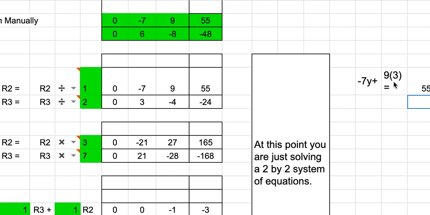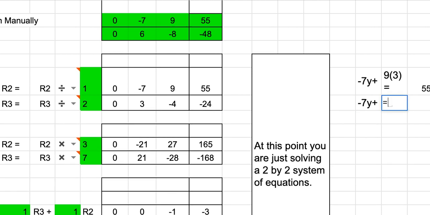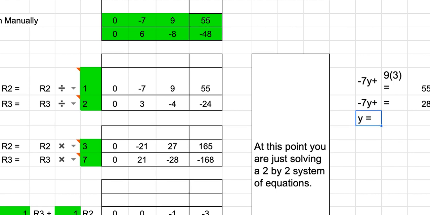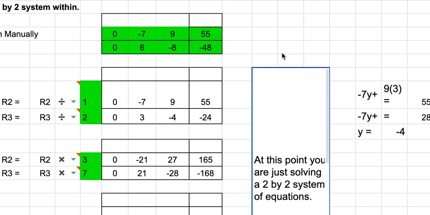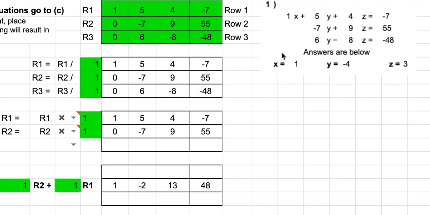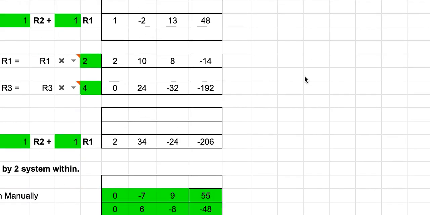Now I have to subtract 27 on both sides, and that would be 20. So now negative 7y would equal 28. Divide both sides by negative 7, and y would equal negative 4. Now let's see how I'm doing, because I did put the answers everywhere. Oh, y is negative 4 and z was 3. That was right. Now I have to get x.